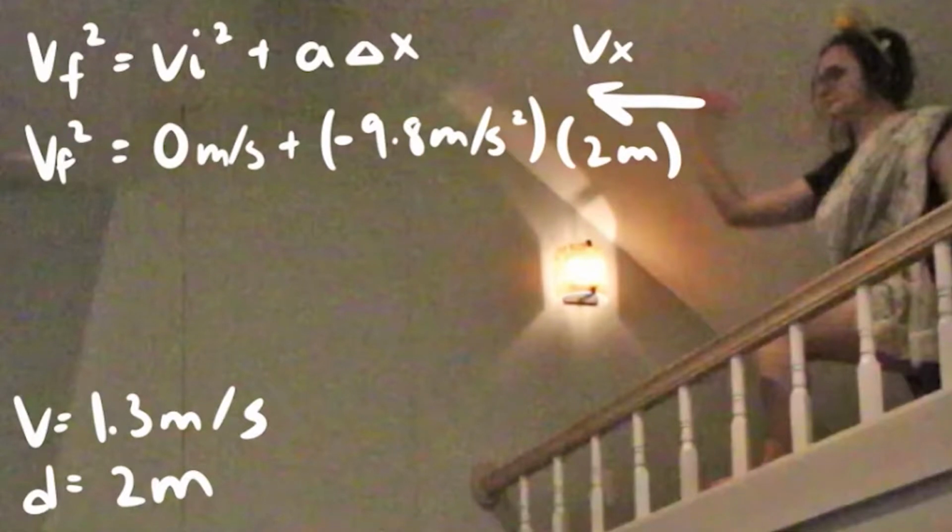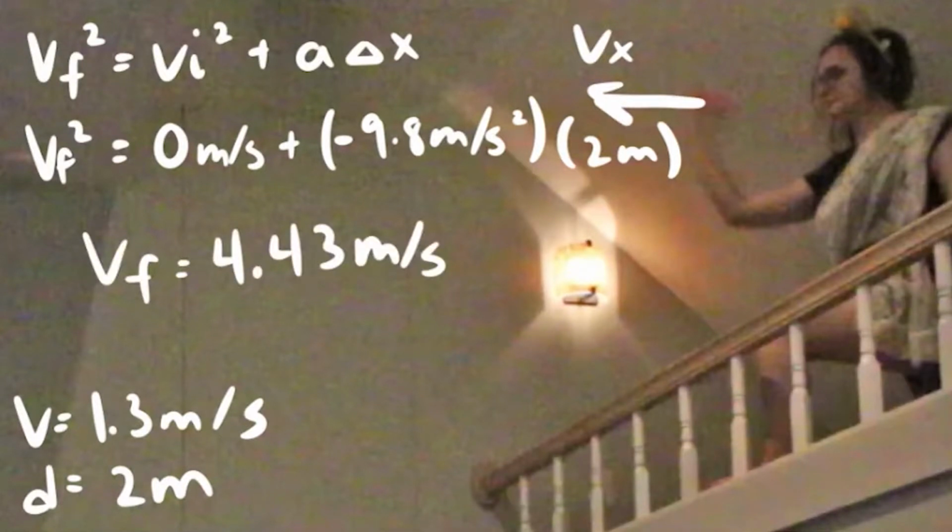When the weapon first leaves the woodland defender's hand, it only has horizontal velocity and no vertical velocity. Because we are only focusing on the vertical direction here, Vi equals 0 meters per second. Acceleration is once more gravity, which we know is negative 9.8 meters per second squared, and delta x was given to us as 2 meters. If we solve for Vf squared, we get that Vf equals 4.43 meters per second.